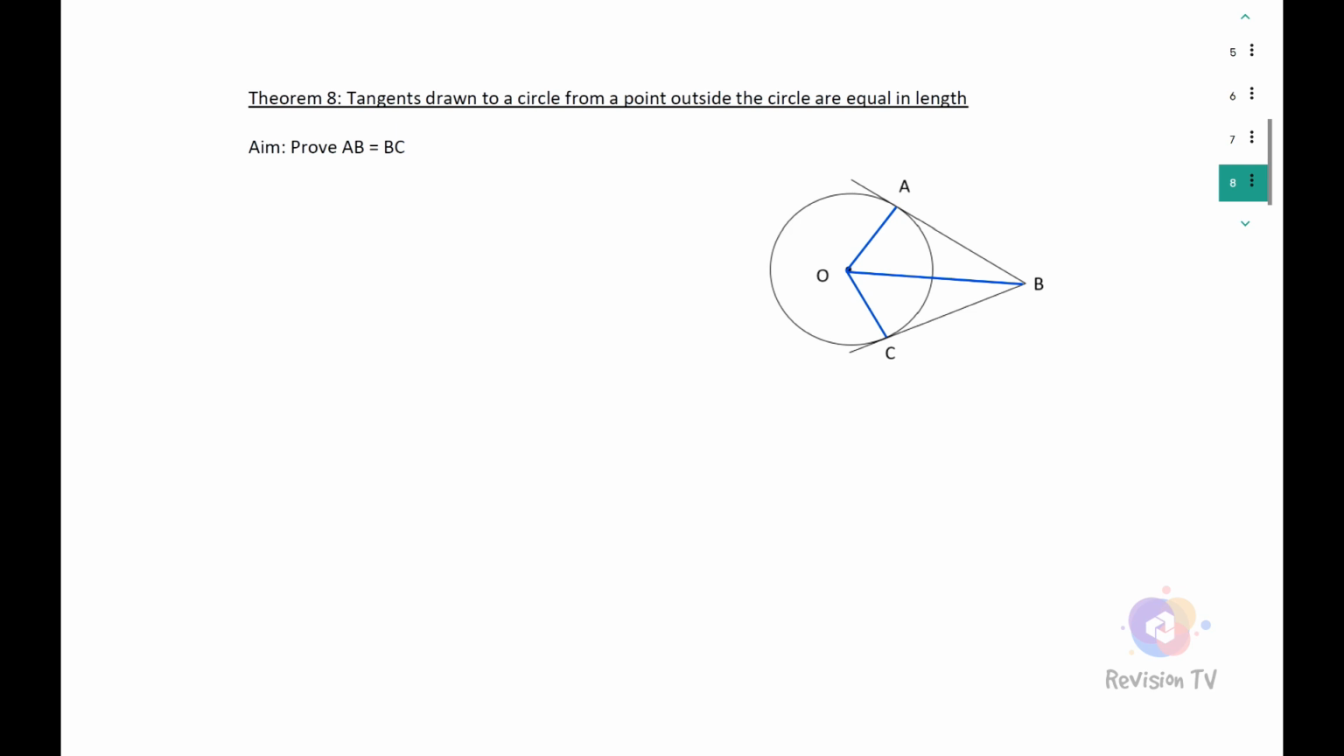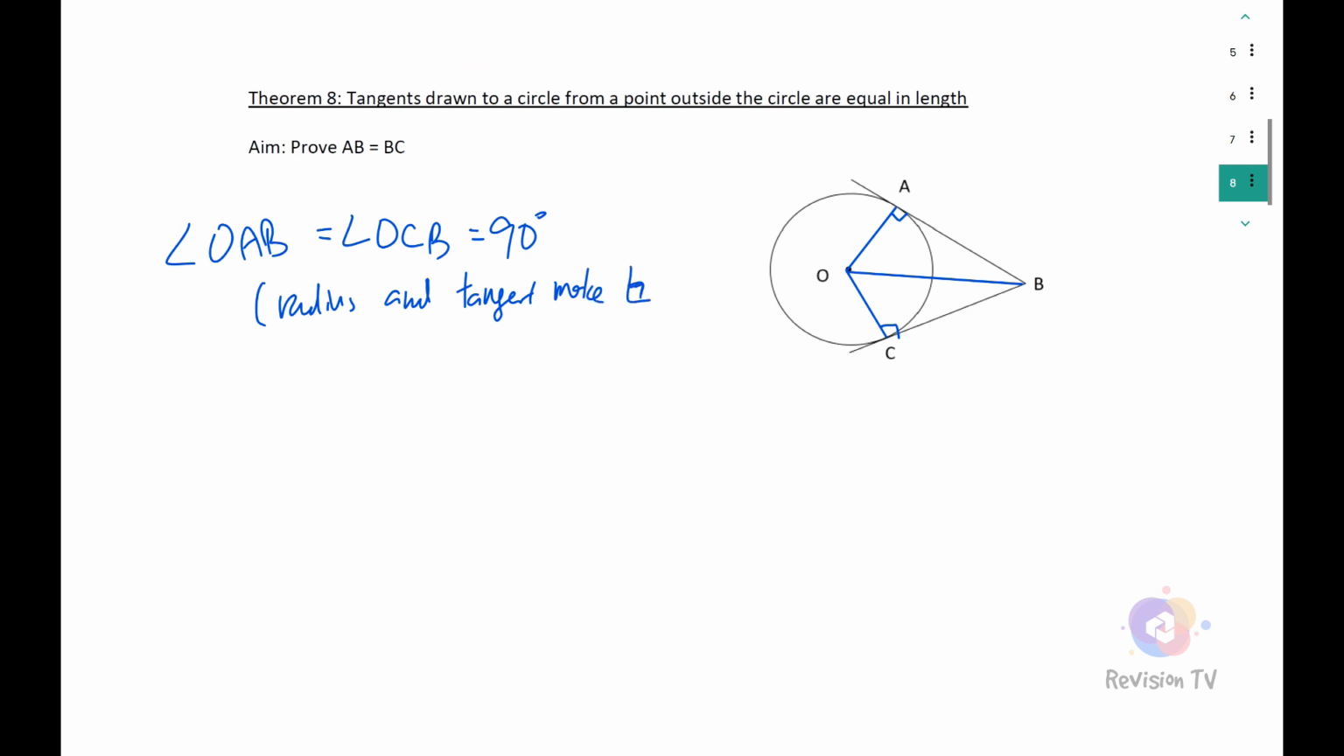First step, you will say angle OAB equals angle OCB. So what do we know about these two angles? Hopefully you remember the circle theorem: they equal 90 degrees. The reason being, radius and tangent make 90 degrees, make a right angle. Okay, so what else do we know?